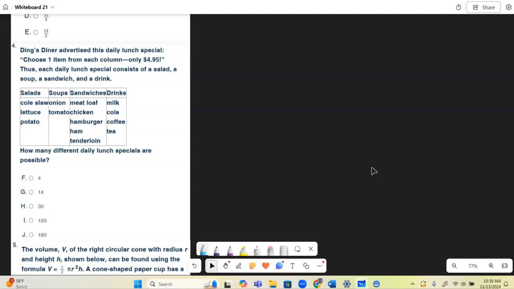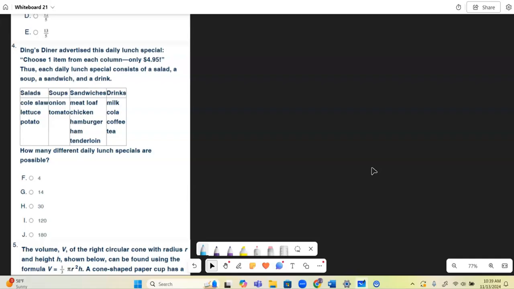And next is a fundamental counting principle problem. If you want to learn what the fundamental counting principle is, with some examples, you can check the video of fundamental counting principle in this channel itself. So the problem is this: Ding's Diner advertised this daily lunch special. Choose one item from each column, only $4.95. Thus each daily lunch special consists of a salad, a soup, a sandwich, a drink.